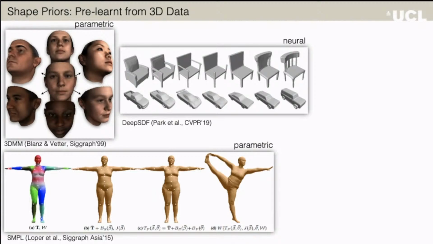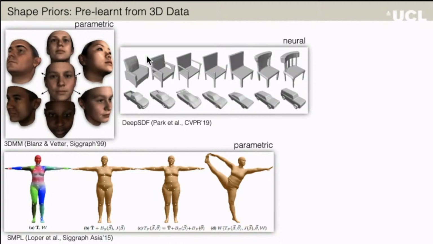Do we need to use, or should we be using, shape deformation priors that encapsulate the variations of shapes and deformations across a category of objects? This is a big part of what my talk is going to be about today. So how do we actually use these models?